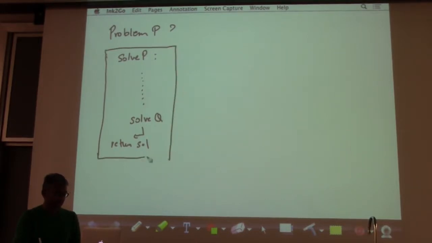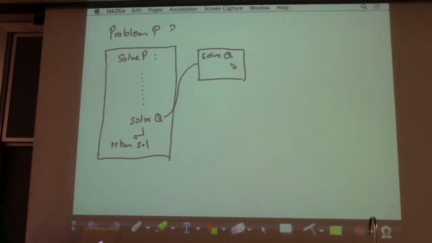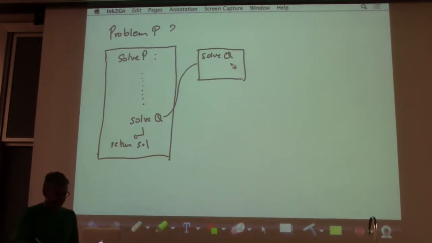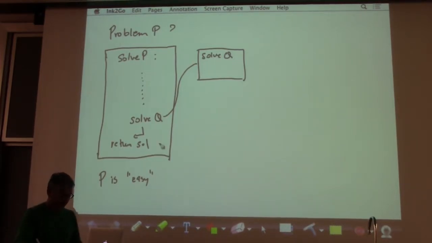So this is my algorithm, in some sense, for solving P. And it works because when I call Solve Q, I'm calling some other routine which I know how to write. When you write code, this is what you're doing: you're taking your problem, thinking about it hard, and breaking it down into simpler pieces, solving the simpler pieces and putting it together. So, in other words, you can write down something like this, which says P is, in quotes, easy. And when I say easy, I only mean you can solve it. I don't mean it's really easy.